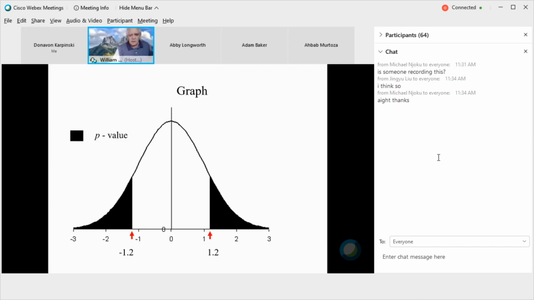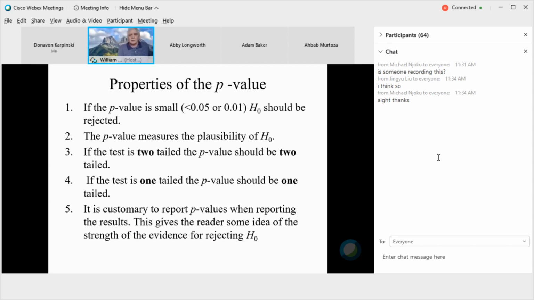There's a graph showing the p-value in that. If the p-value is small, and you can use 0.05 or 0.01, H naught should be rejected. The p-value really is measuring the plausibility of H naught corresponding to the observed value of the test statistic. If the test is a two-tailed test, the p-value should also be two-tailed. If the test is one-tailed, the p-value should be one-tailed.